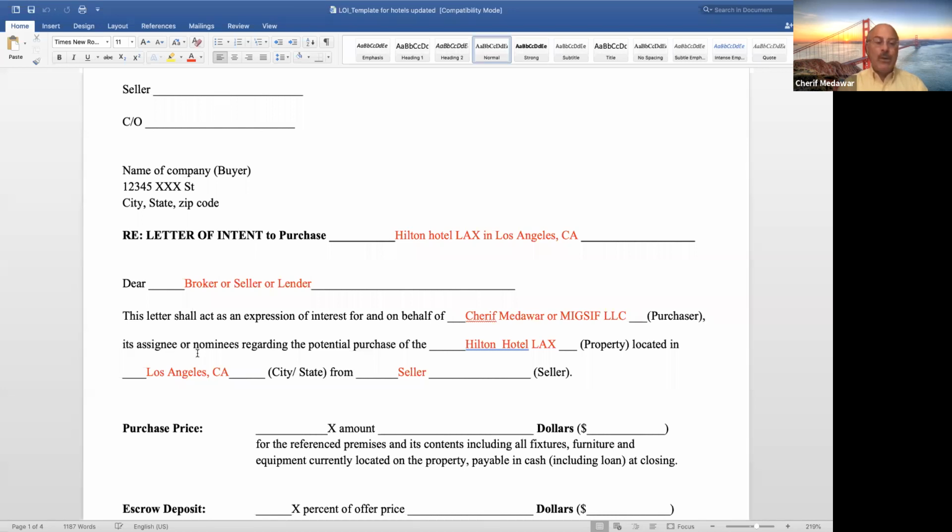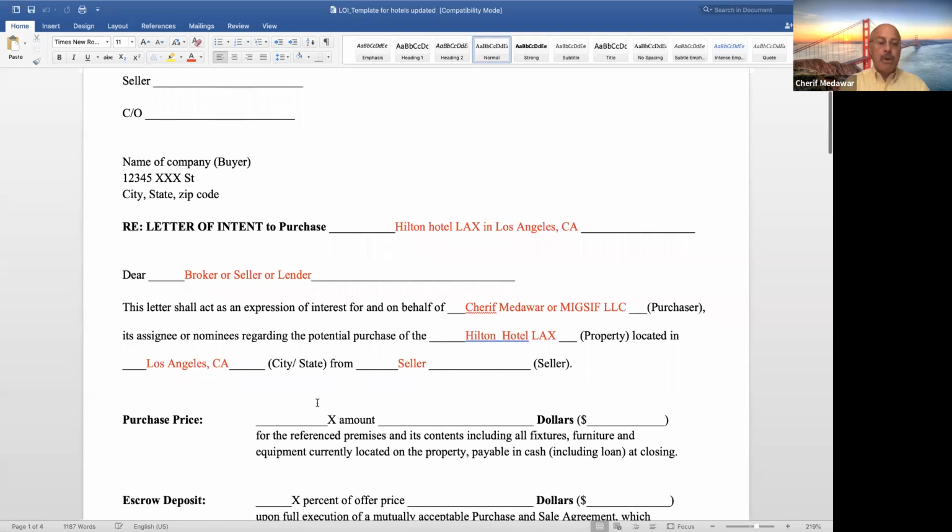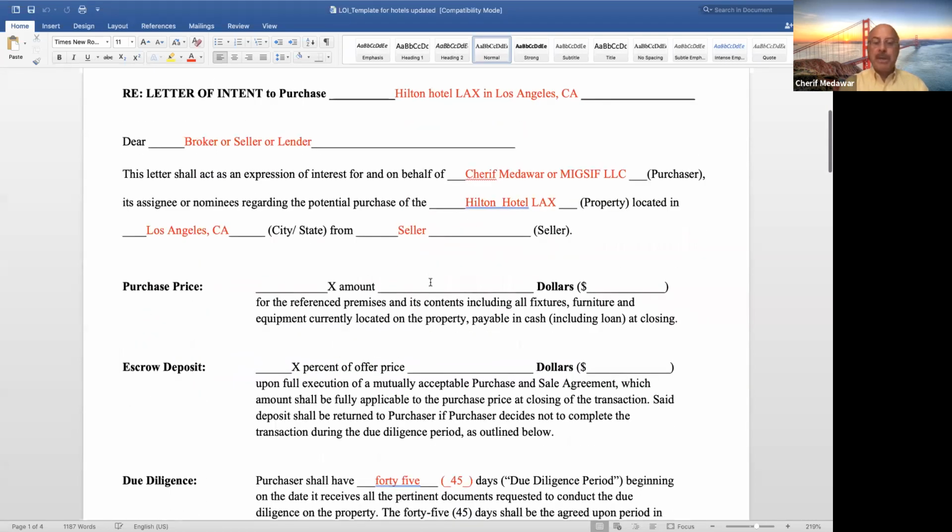It's assignee or nominee regarding the potential purchase of the Hilton Hotel LAX, and then you put the property address located at XYZ. Purchase price, you're going to put the purchase price you're offering. You're going to put X amount spelled out here, and then the dollar amount in numerical order for the referenced premises and its contents, including all fixtures, furniture, and equipment currently located on the property, payable in cash, including loan at closing.